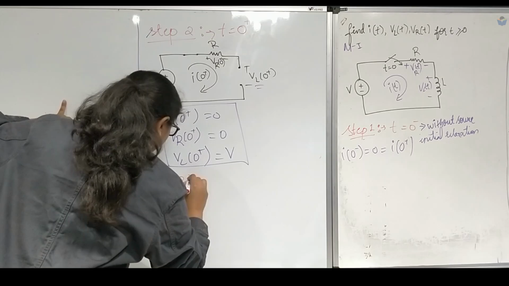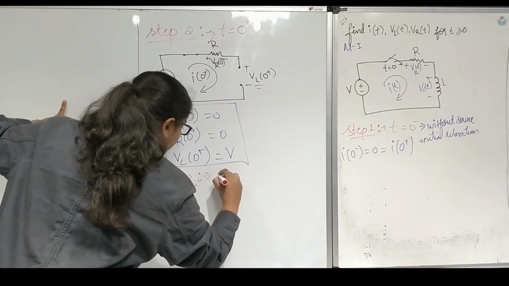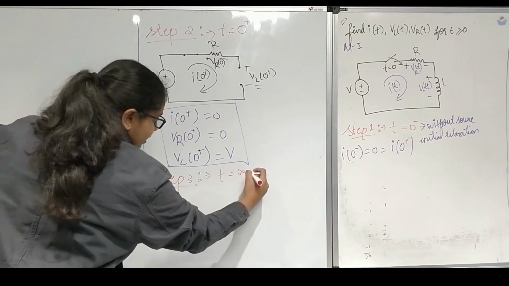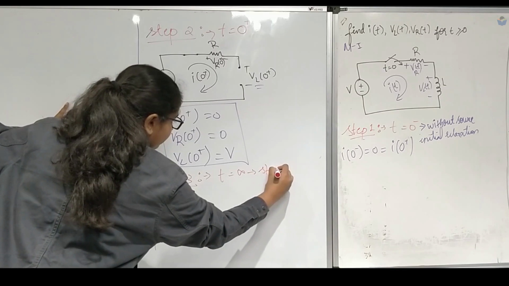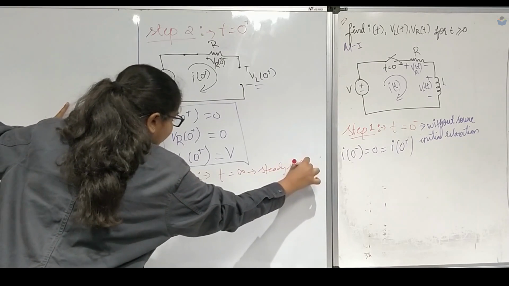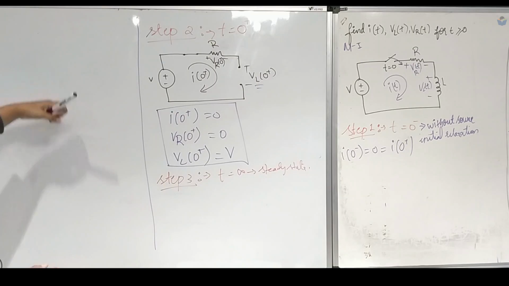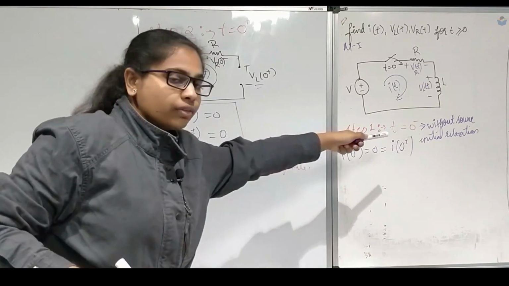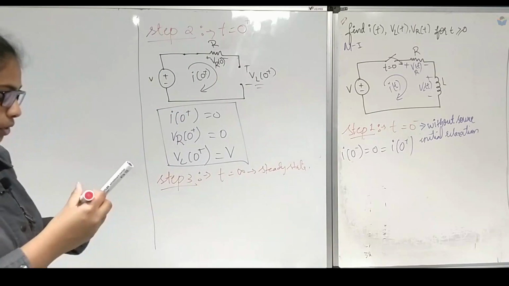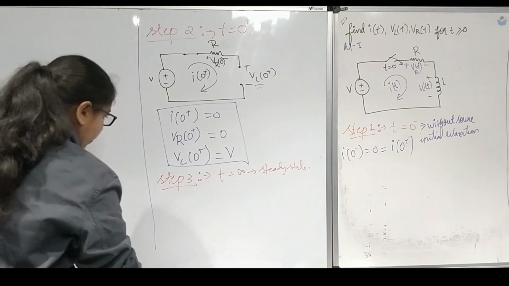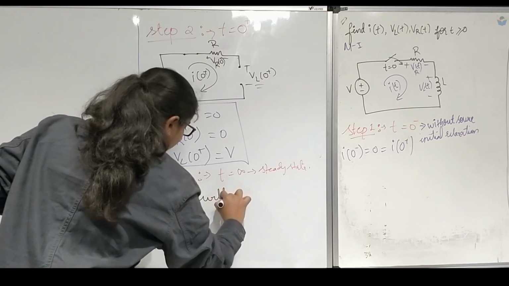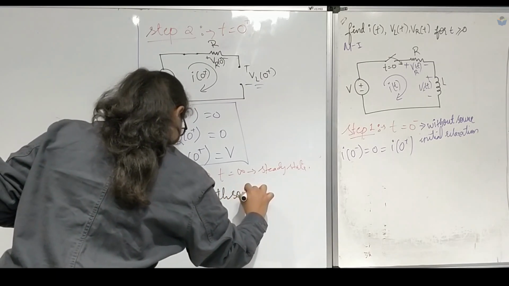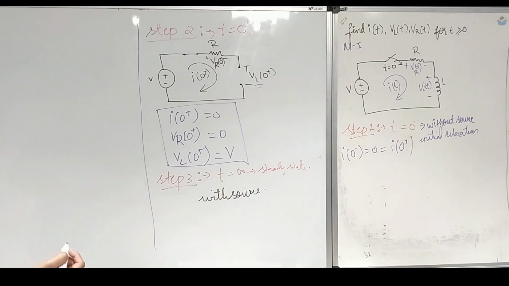Now we will take step 3. For step 3, t is equal to infinity. So at infinity, what is it? Steady state. When it is steady state, at t is equal to infinity, whereas earlier we took it as without source, now it will be with source. We will take it with source, and we will redraw the circuit diagram.